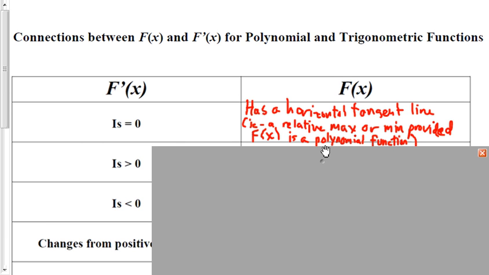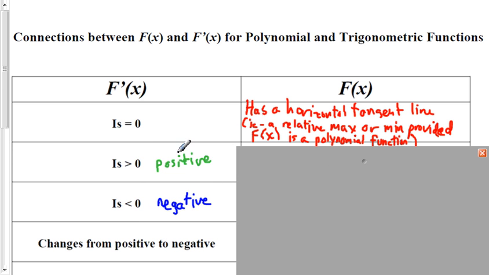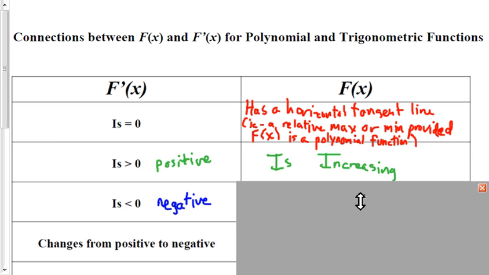Okay, so when is the derivative greater than 0? What does that mean? Greater than 0 is positive, less than 0 is negative. Well, when the derivative is positive, the original function was increasing. Think about that. The derivative is slopes. So if the original function is increasing, then the slopes are all positive, and vice versa.